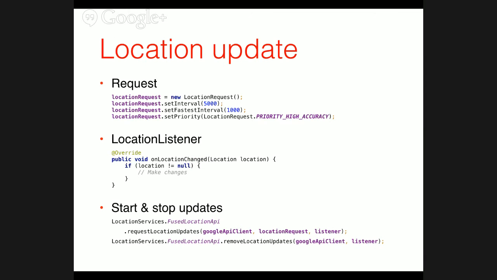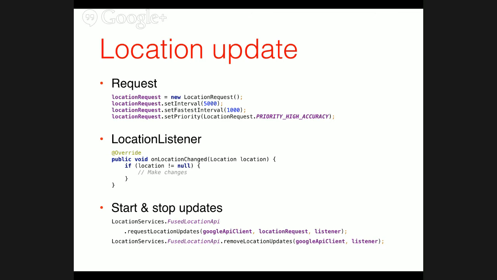If you want to have continuous location updates, what you have to do is create a location request, which defines some parameters like interval or smallest displacement, and you have to set priority. Priority can be used to reduce battery consumption or to make your location updates highly accurate.